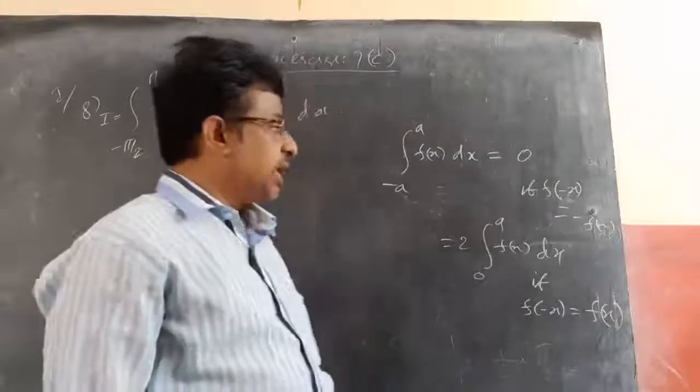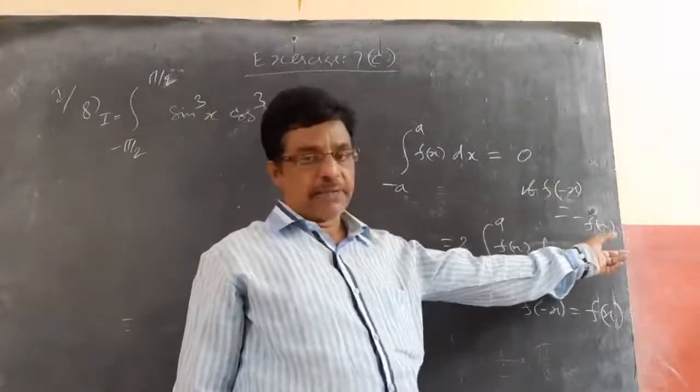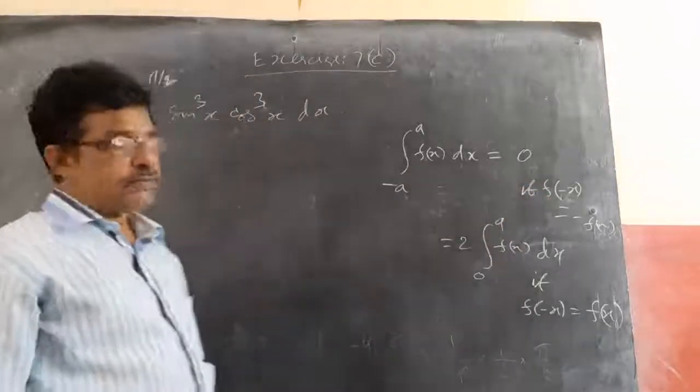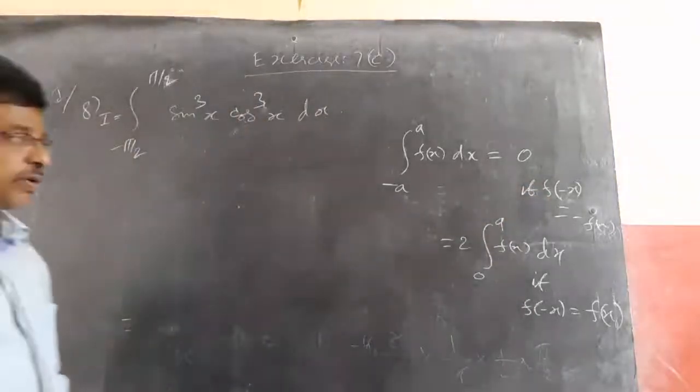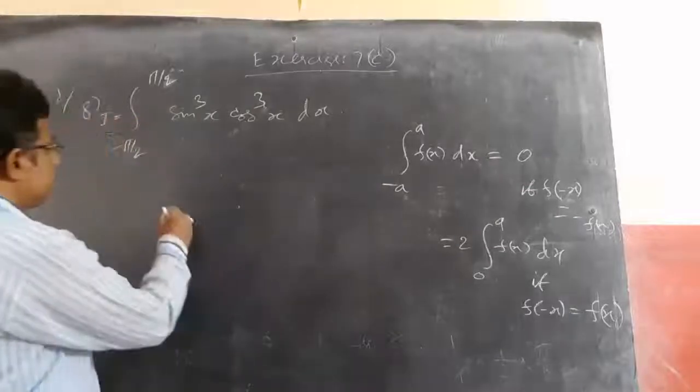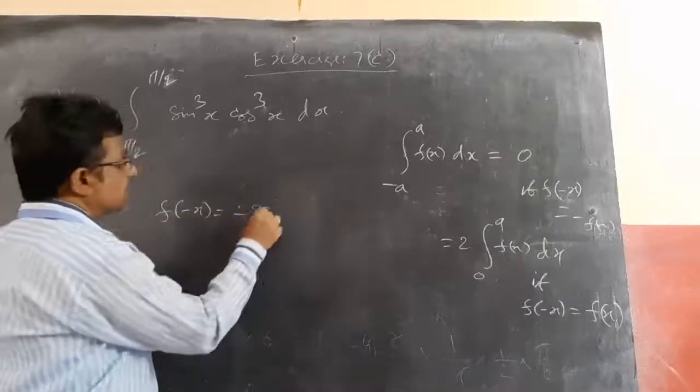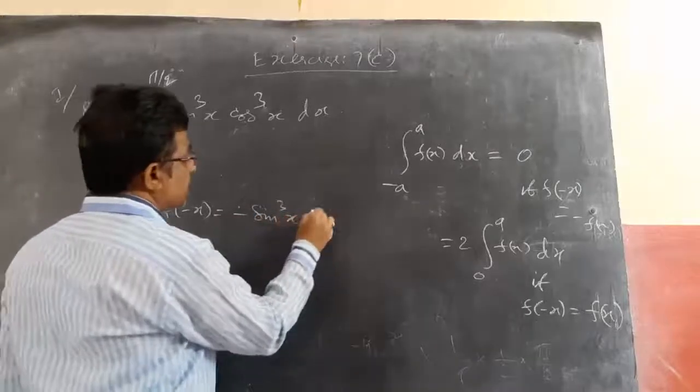If it is odd, f(-x) = -f(x), this integral value is simply 0. So we will check whether it is odd or even first, meaning I will find f(-x).